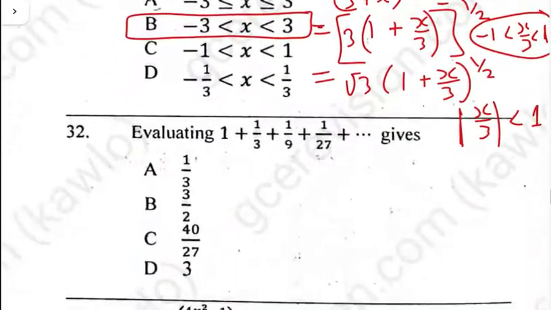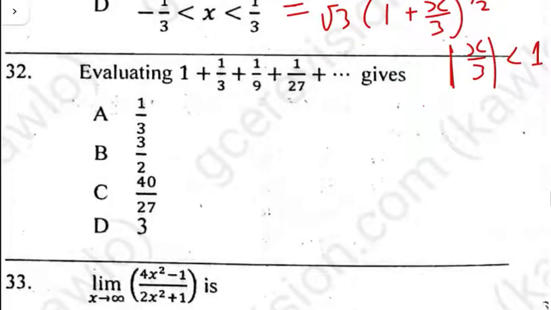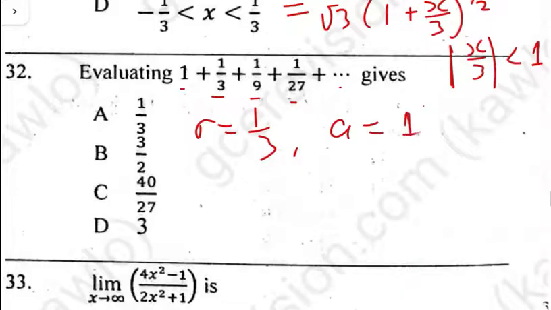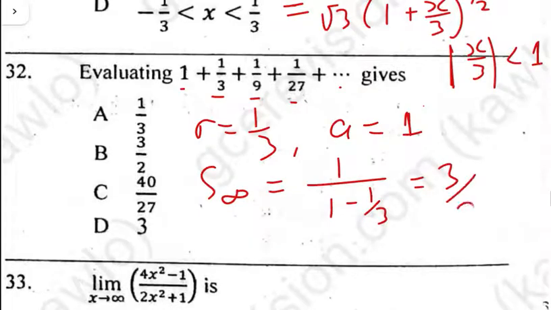Question 32. So we have 1 plus 1 on 3 plus 1 on 9 plus 1 on 27 and then so on. This is an infinite sum of a series. So this is just a series, an infinite sum of a sequence, or an infinite series. So here, since this is a GP, the common ratio is 1 on 3. The first term is equal to 1. So the sum to infinity will just be equal to 1 over (1 minus 1 on 3). And what does that give us? 3 on 2. So our key here is B.